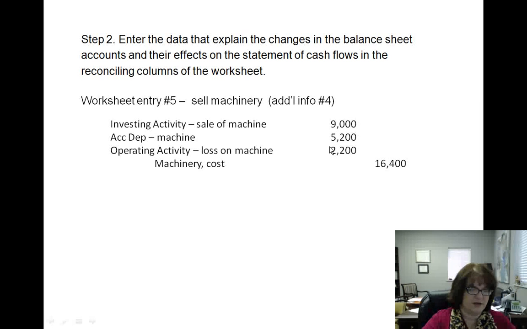And we had an operating loss here of $2,200. That operating loss was deducted to get to net income, and so we need to add it back in our operating activities section of the statement of cash flows. All right, there's a lot of information there, so if you need to stop, go ahead, take your time. You've got the balance of the machinery that's being taken off. You're getting rid also of its accumulated depreciation. Where we would have received cash in the actual books, here we're going to treat the cash as an investing activity. And the difference between what we received and what we took off our books constitutes a loss that has to be added back to our operating activities.